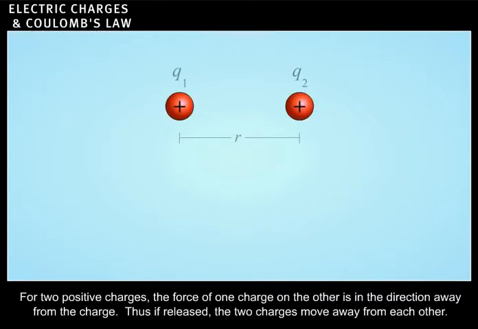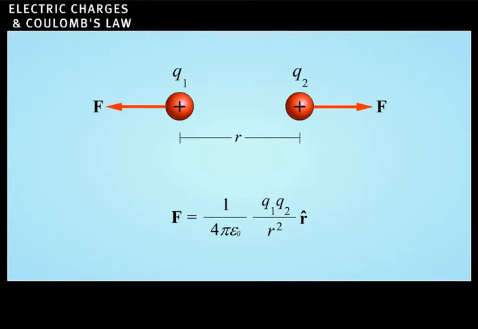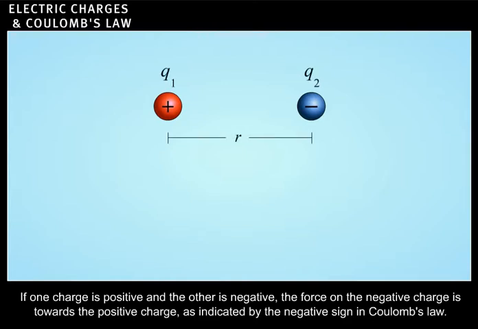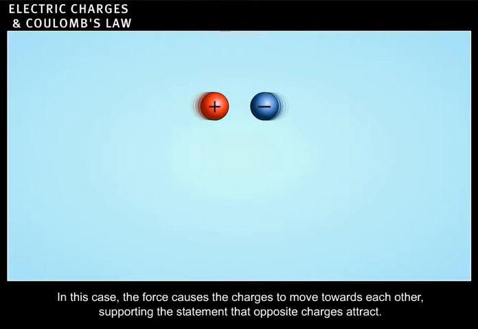For two positive charges, the force of one charge on the other is in the direction away from the charge. Thus, if released, the two charges move away from each other. This shows that like charges repel one another, as was discussed previously. If one charge is positive and the other is negative, the force on the negative charge is towards the positive charge, as indicated by the negative sign in Coulomb's law. In this case, the force causes the charges to move towards each other, supporting the statement that opposite charges attract.